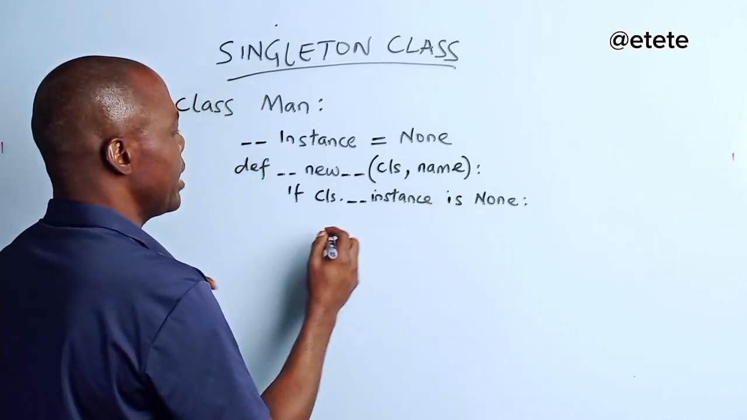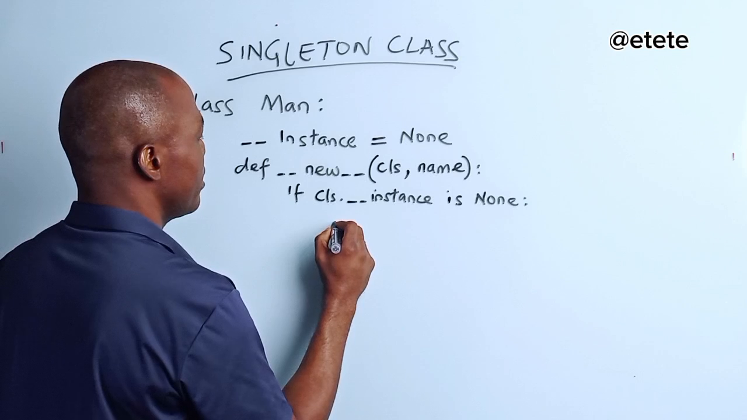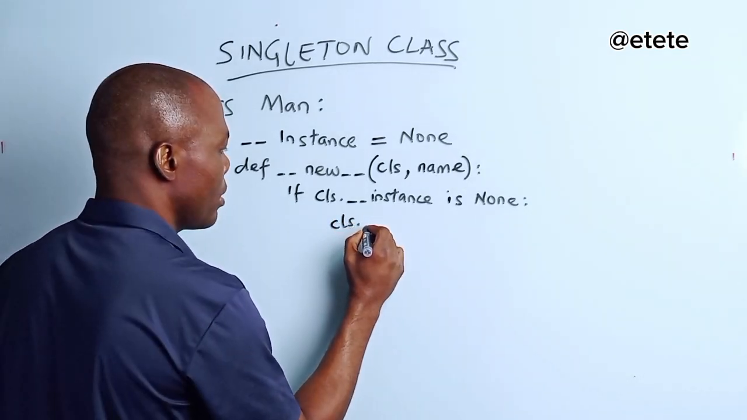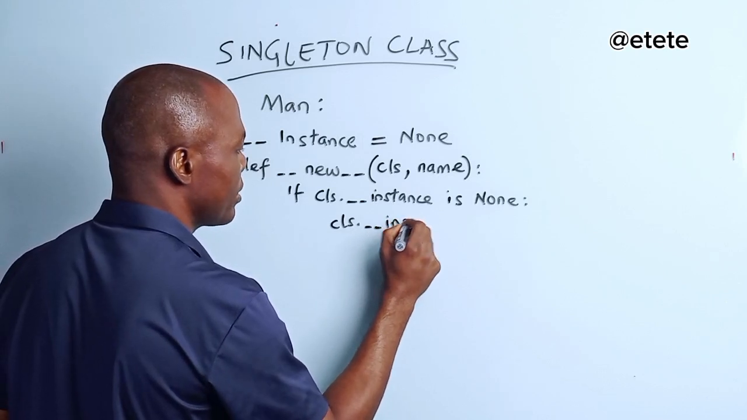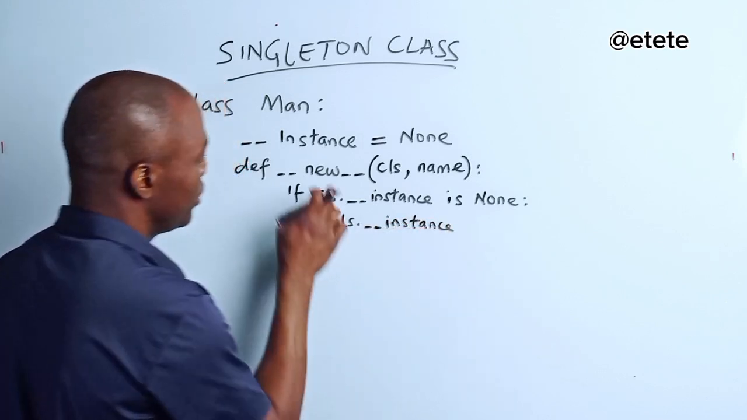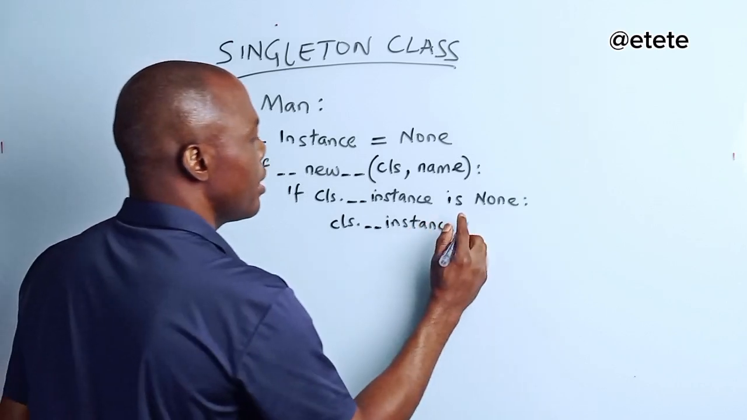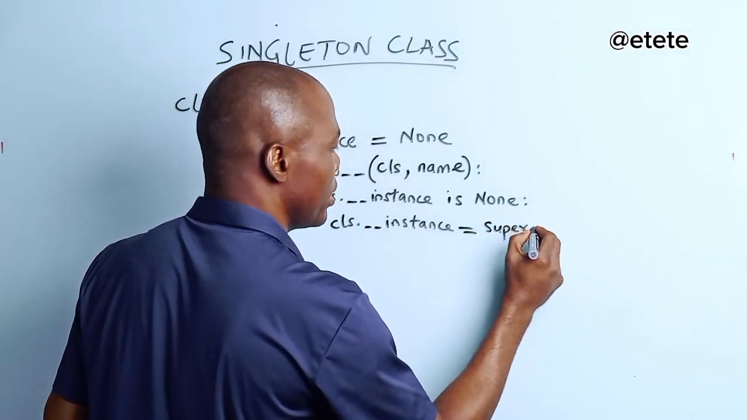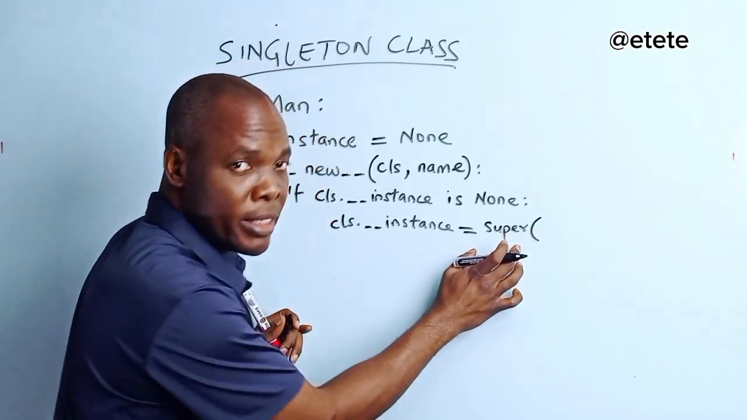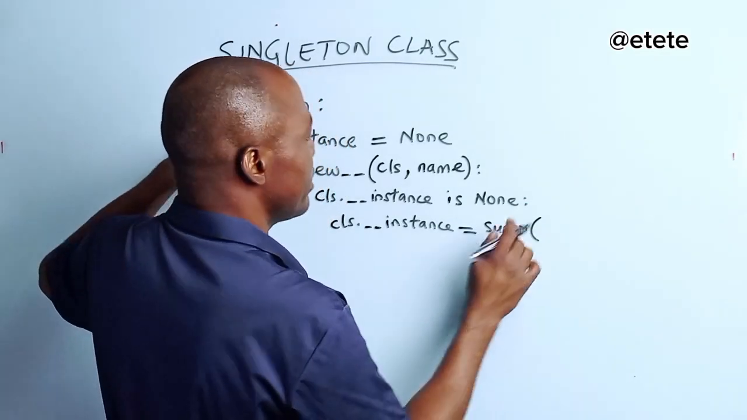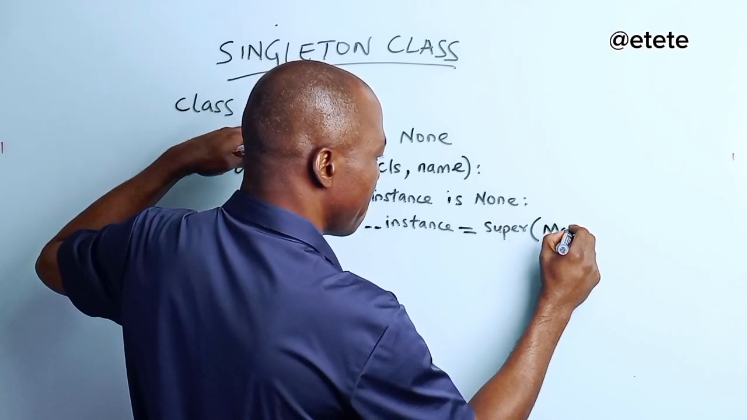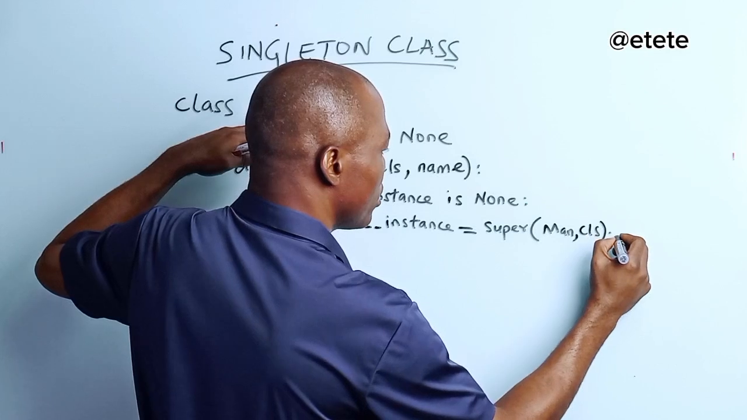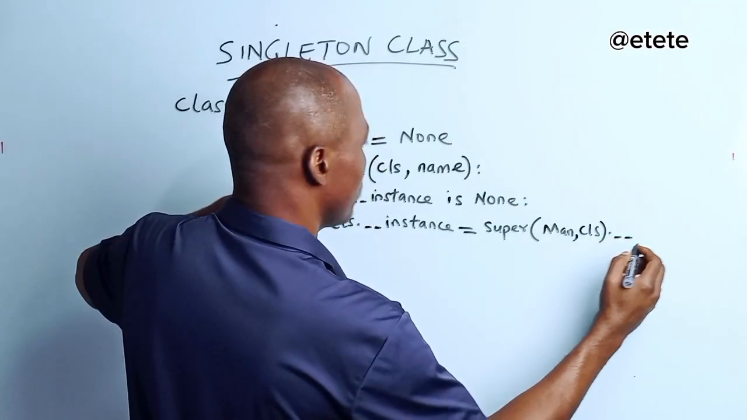So go in and then say cls dot double underscore instance, which is this instance, right? Give a value. Call the super function, yeah, super method. Now, I'm going to explain this. Call this super method and then say man, comma, cls dot underscore new.